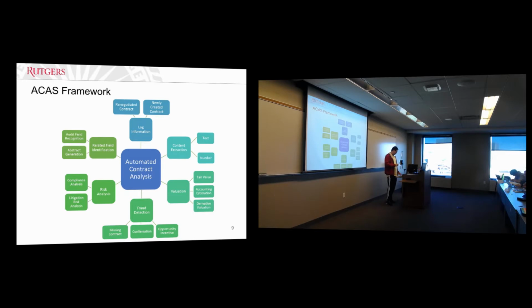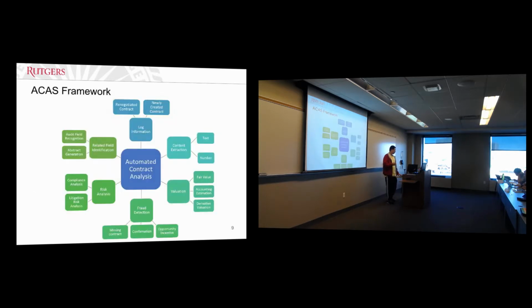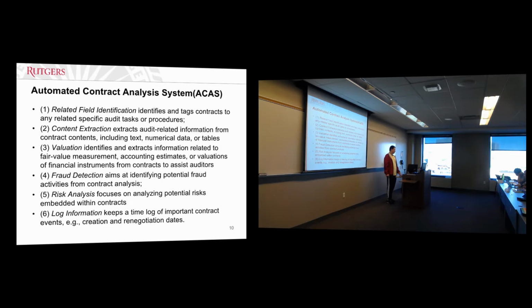The first part is the content identification. It helps to identify and tag contracts to any related specific audit tasks or procedures. And the second part, content extraction. This part of the system can extract the audit-related information from the contract contents, including text, numeric data, and tables.